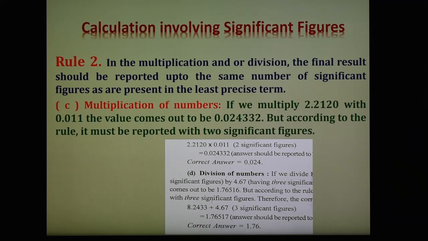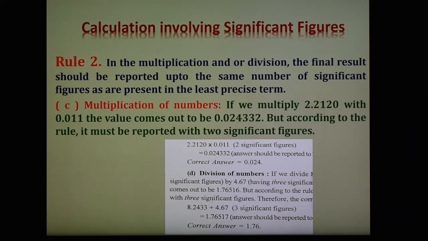Now rule number 2 says that in case of multiplication and division, the final result should be reported up to the same number of significant figures as are present in the least precise term. Slight change here: in the first rule we have to report the result up to the minimum number of decimal places, but in rule number 2, in case of multiplication and division, we have to report the final result up to the minimum number of significant figures as are present in the numbers.